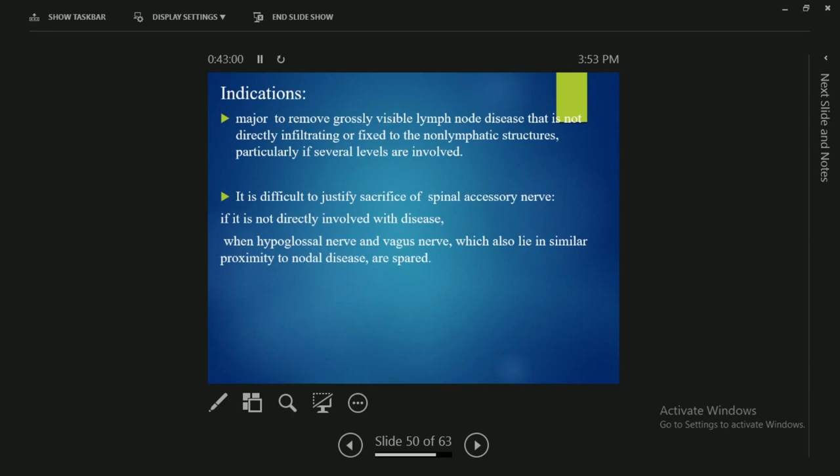Now, the indication of modified radical neck dissection is as a measure to remove grossly visible lymph node disease that is not directly infiltrating or fixed to non-lymphatic structures, particularly if several levels are involved. It is difficult to justify the sacrifice of the spinal accessory nerve if it is not directly involved with the disease, and when the hypoglossal nerve and vagus nerve, which also lie in similar proximity to the nodal disease, are spared.